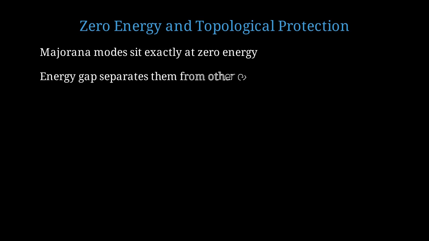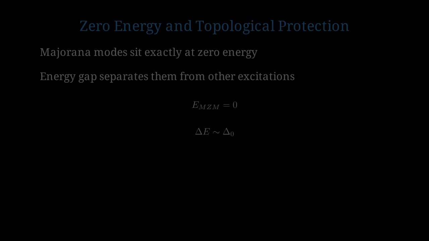There's an energy gap between these zero energy modes and all other excited states. This gap, typically the superconducting gap, provides an energy scale for protection. Thermal fluctuations below this gap energy can't create unwanted excitations. The energy of the Majorana zero mode equals exactly zero. The energy gap delta E is on the order of the superconducting gap delta zero, typically around 1 millielectron volt.